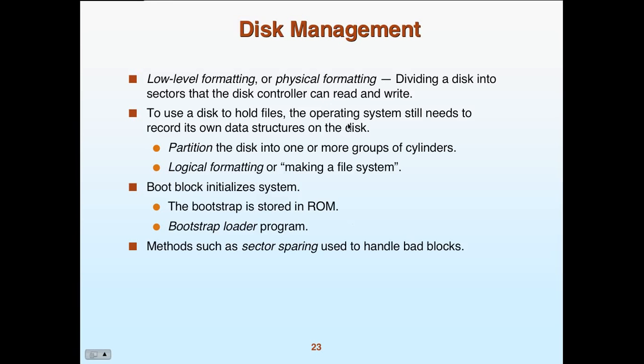So you use a disk to hold files. The operating system still needs to record its own data structure on the disk. The operating system needs to know the format. So you format the disk for the operating system, for the file format that you're going to use on the disk. You partition the disk into one or more groups of cylinders. So it's logical partitioning, or making a file system, is what you're doing.